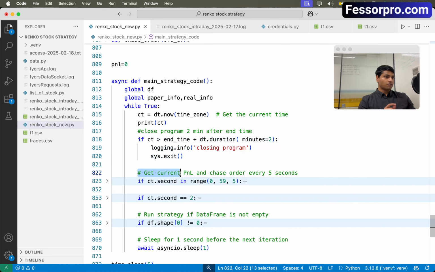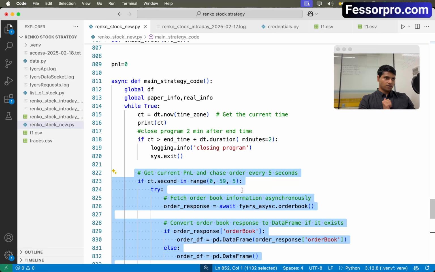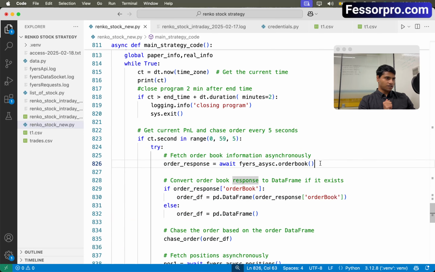Then I want to get the current PNL and chase the order after every 5 seconds. So this code that I have selected will be executed after every 5 seconds. After every 5 seconds, I'm not only going to chase the order if any order exists, I'm also going to fetch the current PNL from the live account. Okay. If I look into the code, you can see first I'm fetching the order book.